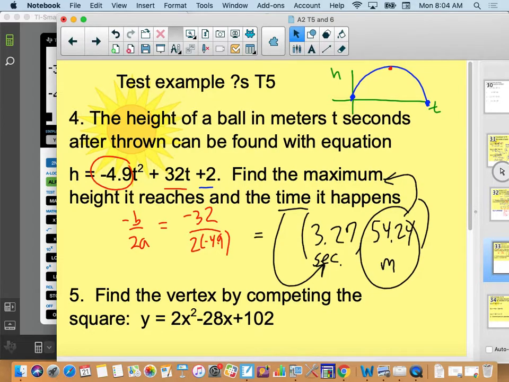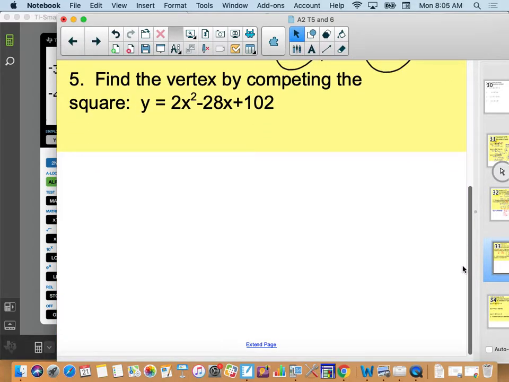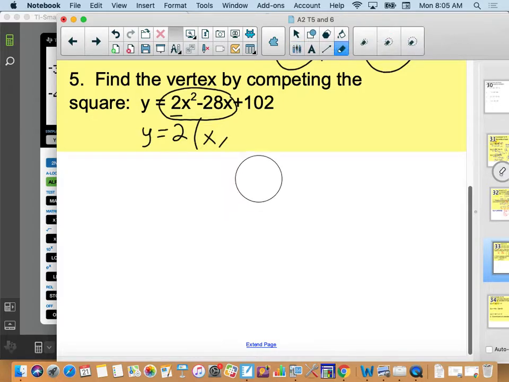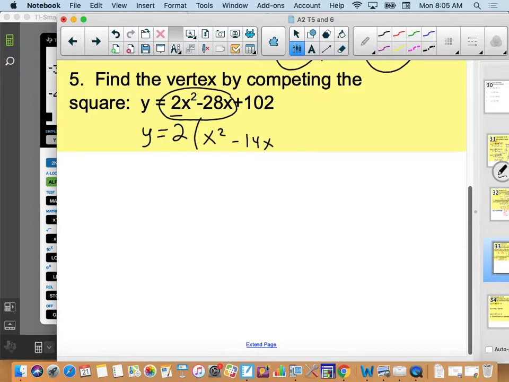And the last one for this target would be completing the square to find the vertex. So to complete the square, you're basically going to try to get this in vertex form. So the first thing you do is you factor out any leading coefficients from the first 2 terms, the x squared term and the x term. So if I factor out the 2, I'd be left with x squared minus 14x. Then I'm going to leave some space to complete the square. And then I'm going to put the plus 102.